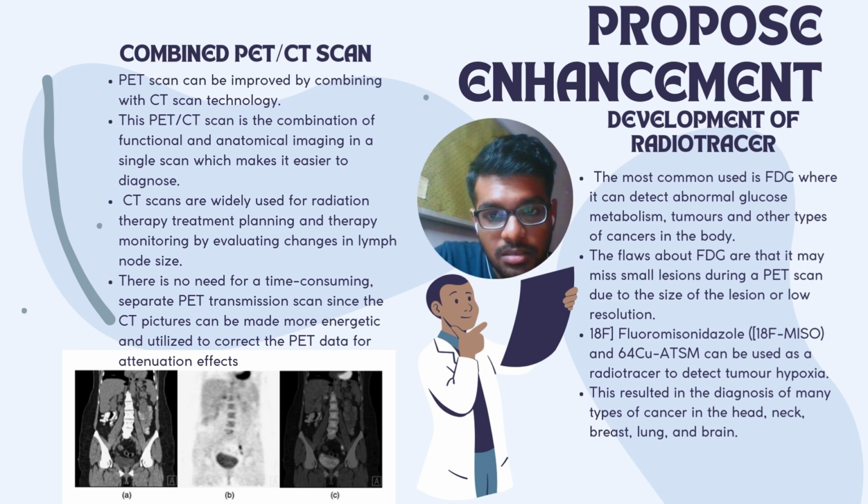So if you look at the bottom, the first picture is the CT scan, which is diagram A, and then the second one is the PET scan image, and the last image is the result, which is the combination of the PET scan and the CT scan together. So the image will be clearer and easier to diagnose.